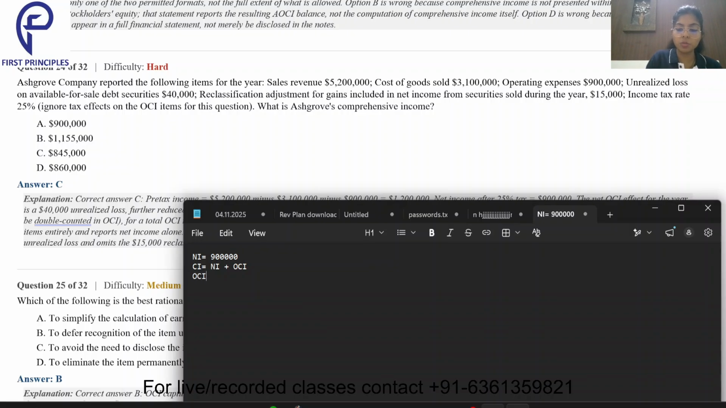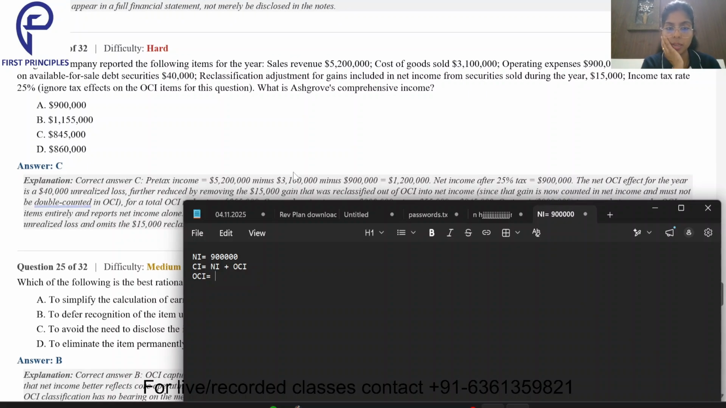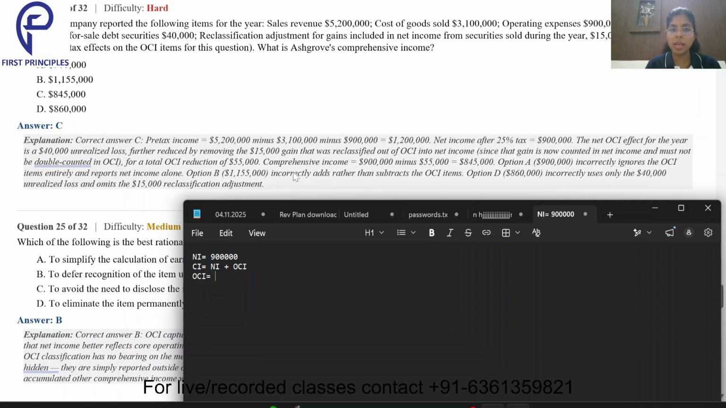And what will be my OCI, my other comprehensive income? 40,000 is my loss, and 15,000 is my gain. So what will happen? Reclassification including net income for securities held. That means we are reducing that as well, right?